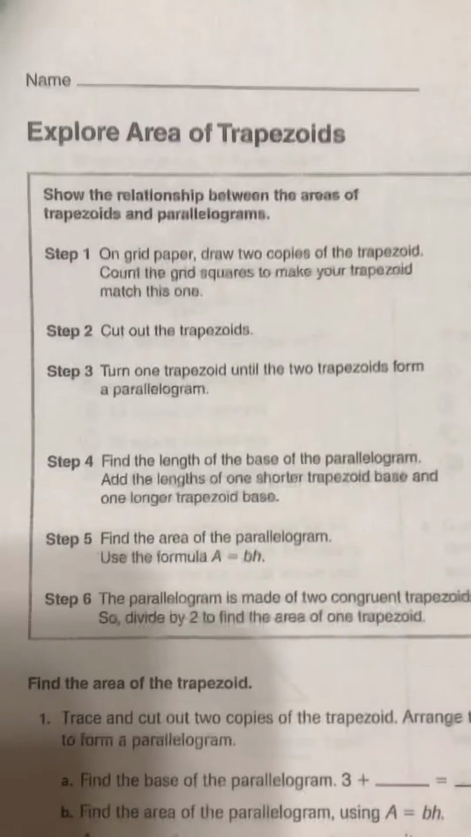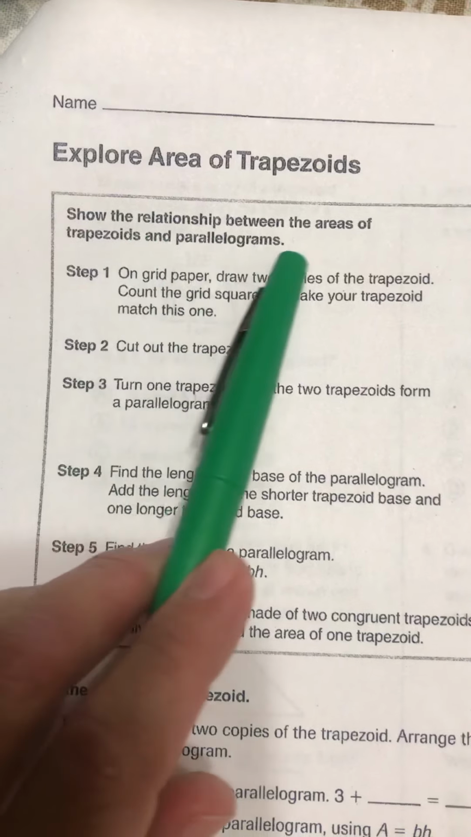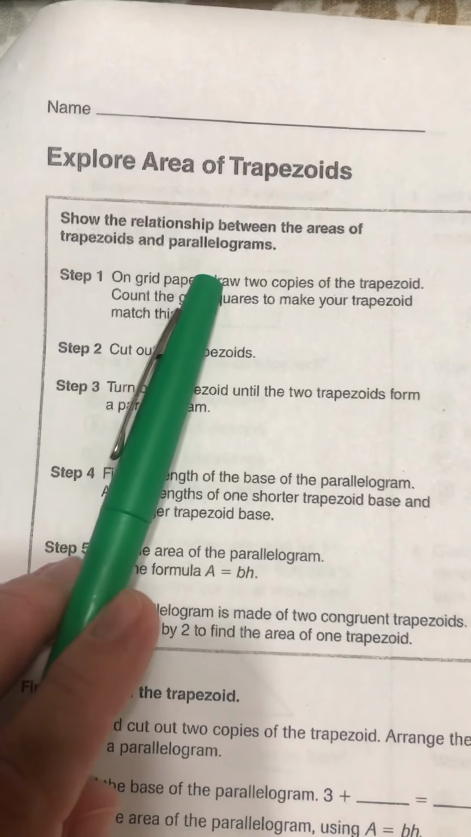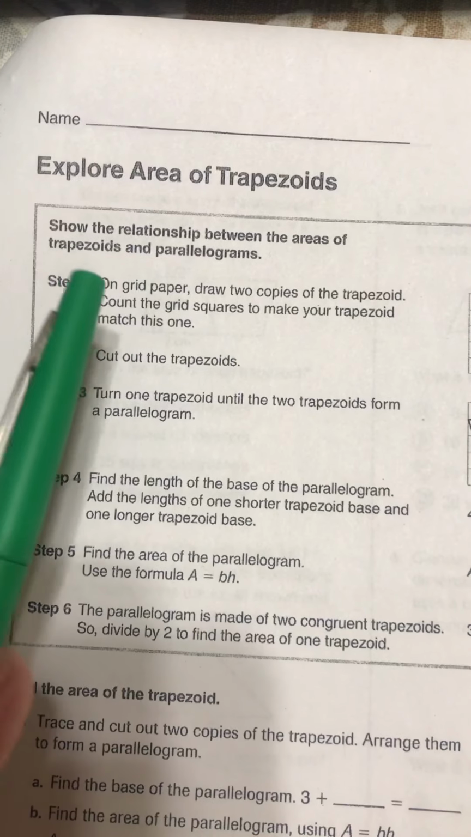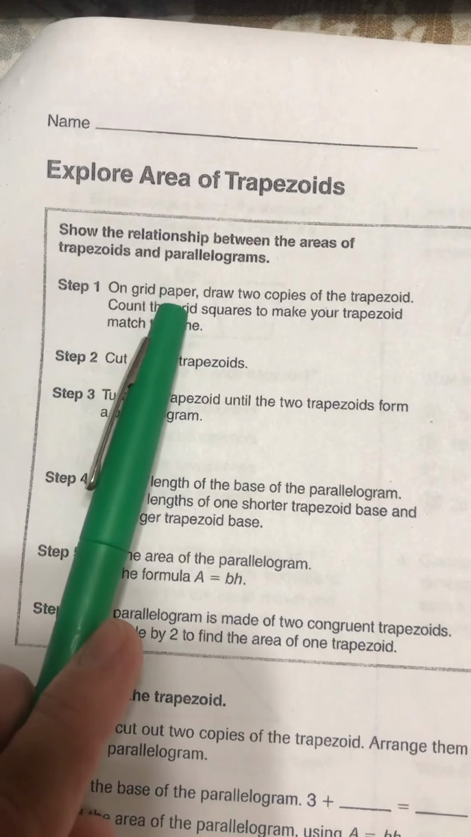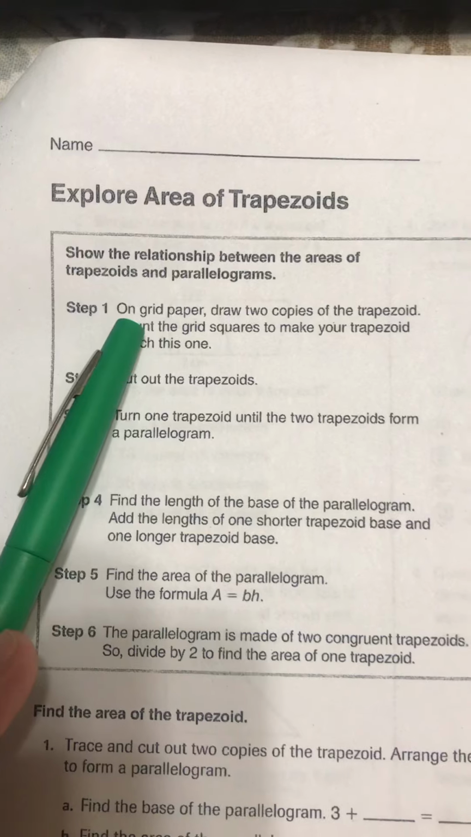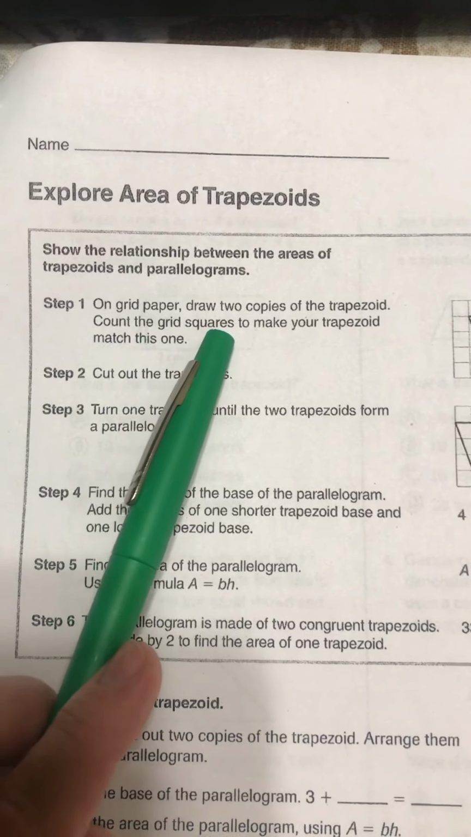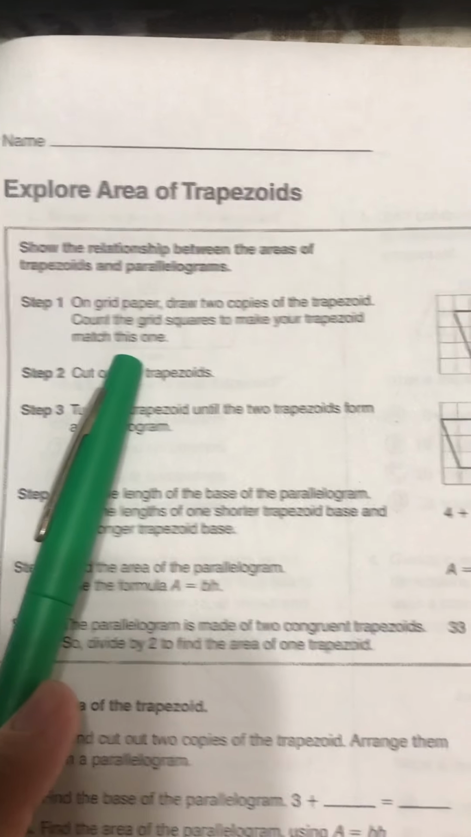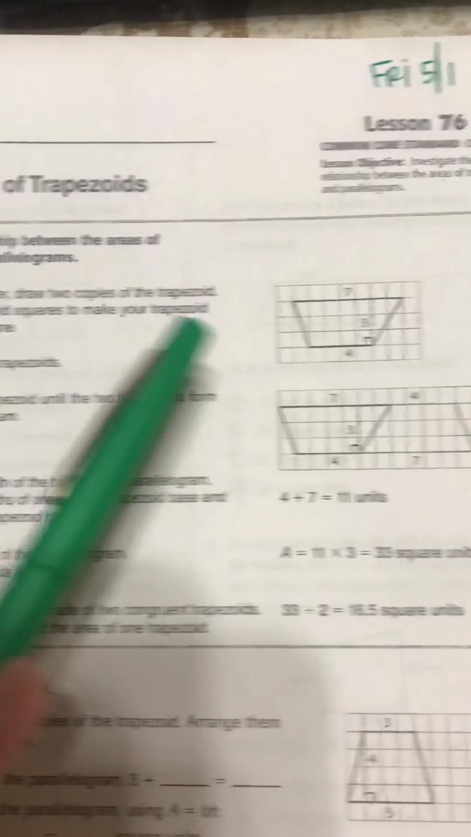So let's go ahead and go over the example they have for us. First they say show the relationship between the areas of trapezoids and parallelograms. So step 1. And these steps you can either go ahead and get a grid paper and do these steps or just follow along and see the example here. You don't have to do that part. Okay, so first step. On grid paper, draw 2 copies of the trapezoid. Count the grid squares to make your trapezoid match this one. So we have a trapezoid here and they have a background of grid paper.